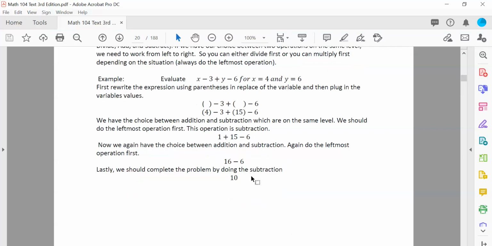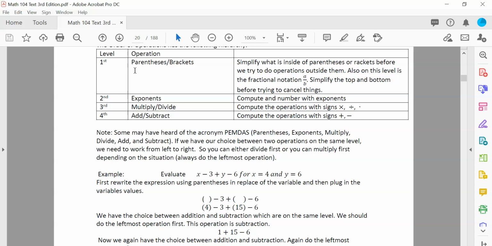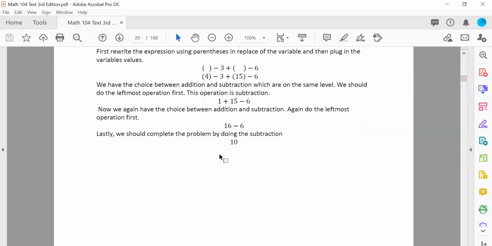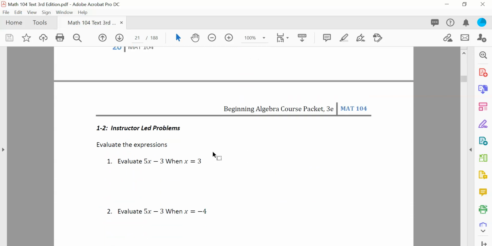And that's basically the whole thing. So we have 4 levels: do parentheses, exponents, multiply, and add. Multiply and divide are on the same level. So if we ever have a choice between multiplication and division, we're just going to work ourselves left to right. And add and subtract are on the same level. So if we have a choice between addition and subtraction, we'll just make our way from left to right. And that's basically the most part of this first part of 1-2.